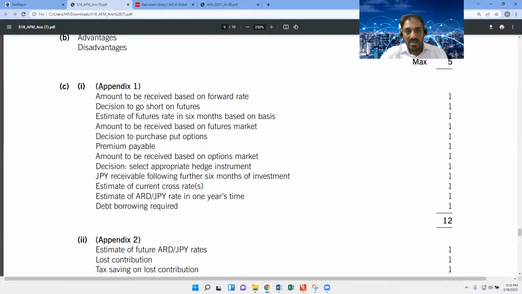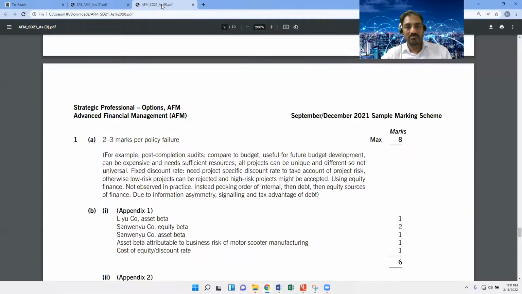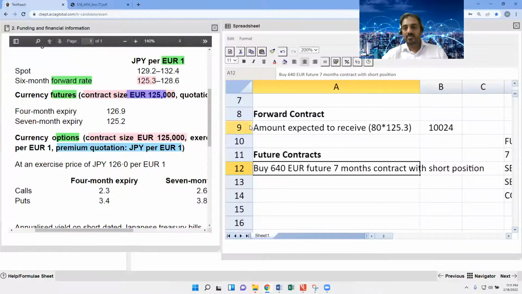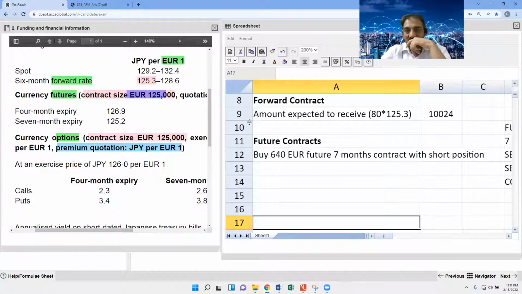Now, Appendix 1. Amount to be received, forward contract: this is 1 mark. Decision to go short on futures: 1 mark. So always consider that point. That's how it's possible to save our time. That's the key point, because whatever time we save, we will use for the theoretical aspect. And we will also discuss what is the meaning of appropriate solution.